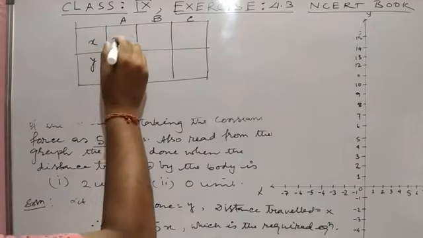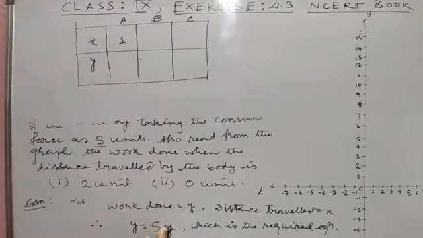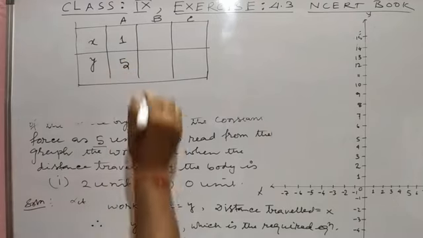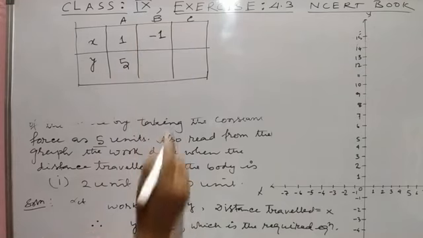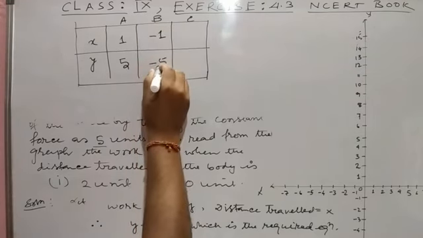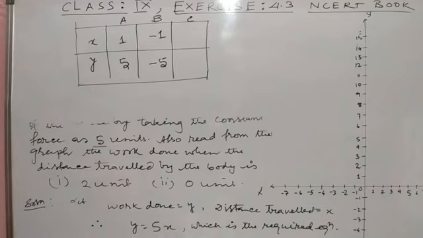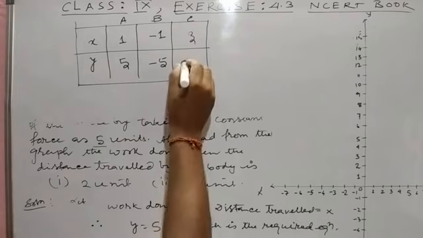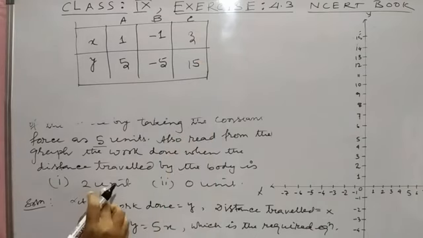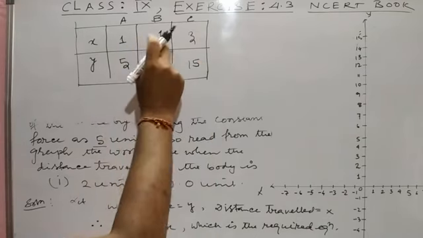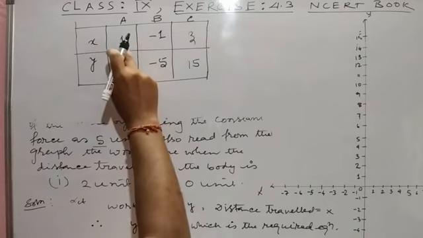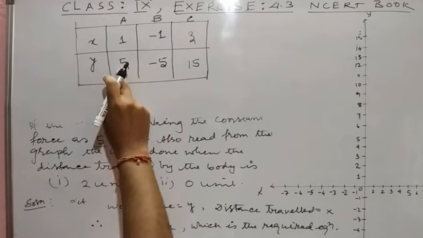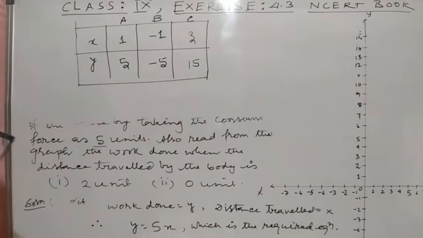So let us put the value of x as 1. If we put the value of x as 1, the value of y will be 5. If we put the value of x as minus 1, then y will be minus 5. And let us put the value of x equal to 3, then y will be 15, because we cannot give 2 and 0. So I have taken the value of x as 1, minus 1 and 3, and the value of y will be 5, minus 5 and 15.